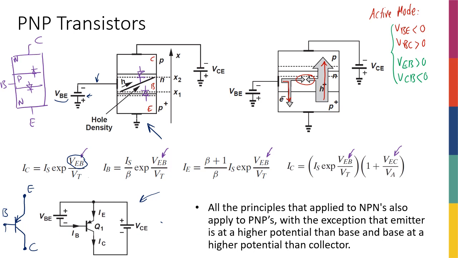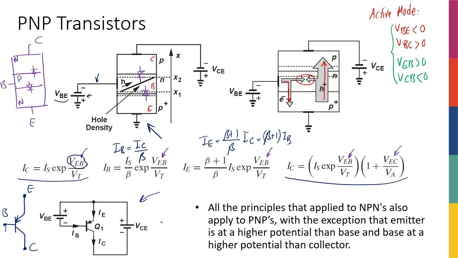So I can still say that IB, in the second equation, is IC divided by beta. And this is really telling you that IE is equal to (beta plus 1) over beta times IC, or just equal to (beta plus 1) times IB. Okay? And the last one is basically the same thing with the Early effect.